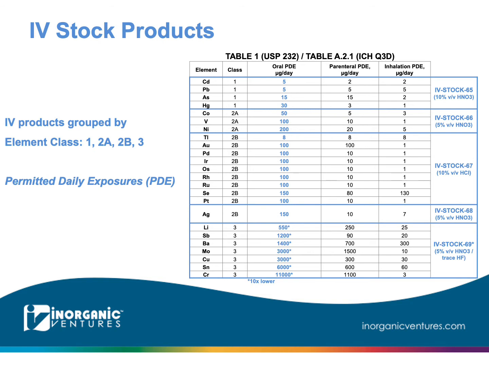We also want to point out that the Class 3 elements as part of the IV Stock 69 product represent element concentrations that are 10 times lower than specified in the table. The primary reason for this is that there are long-term stability concerns when considering concentrations that are well above 1,000 parts per million for this particular mixture of elements, and we will discuss our design criteria in just a moment.